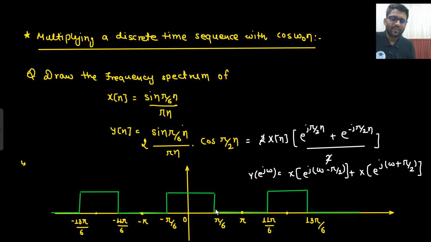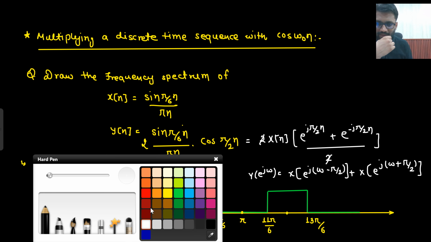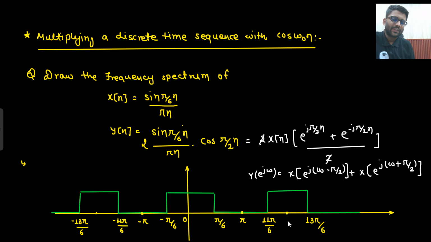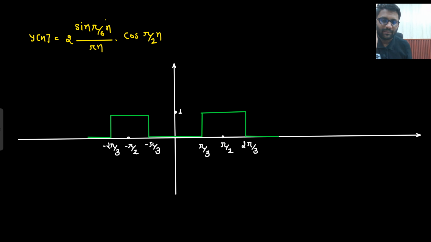Next, what will happen? Whatever center we were getting here, this was 2 pi actually. So now this 2 pi center will be moved to minus pi by 2 and plus pi by 2. 2 pi minus pi by 2, 2 pi plus pi by 2, right? So both of the things will happen. What will be 2 pi minus pi by 2? That would be 3 pi by 2. So the center will be moved to 3 pi by 2.